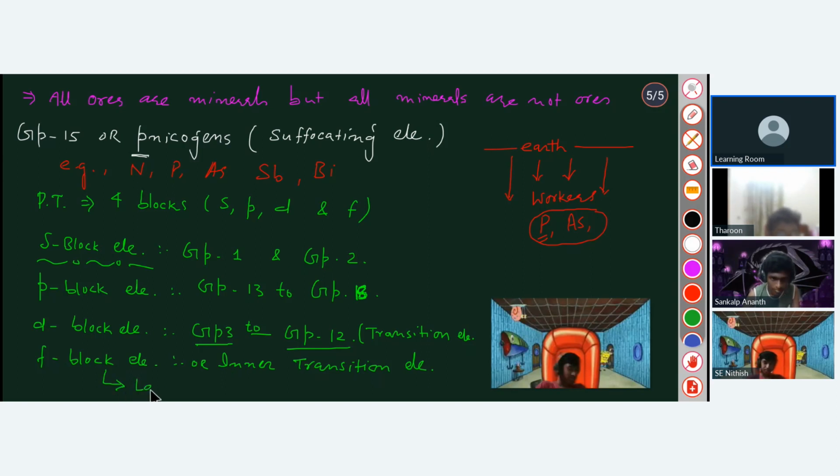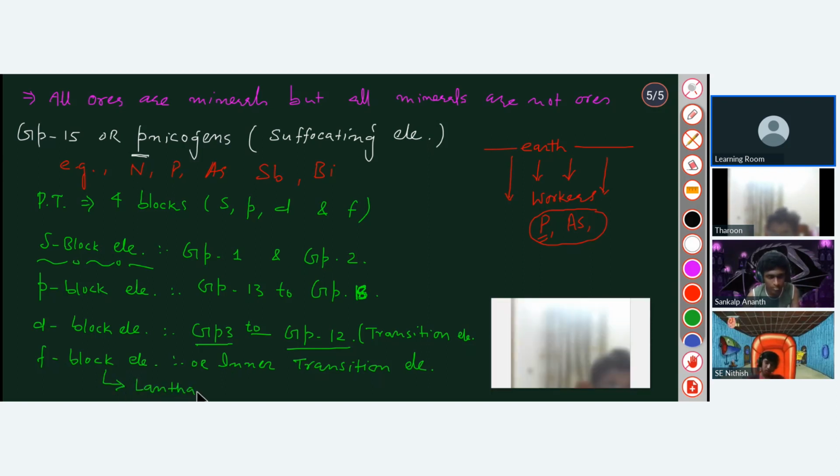So there are two series. One is known as the lanthanide series and the other is the actinide series. So they are your F block elements. So just note down this.